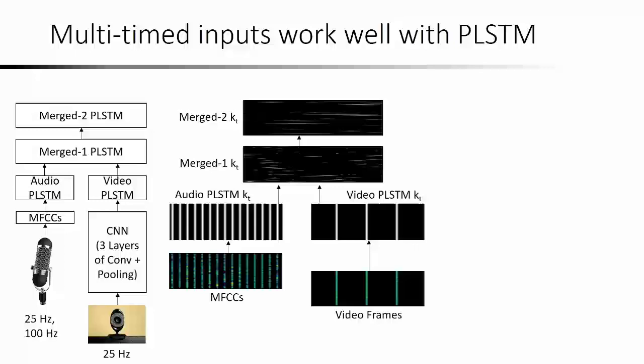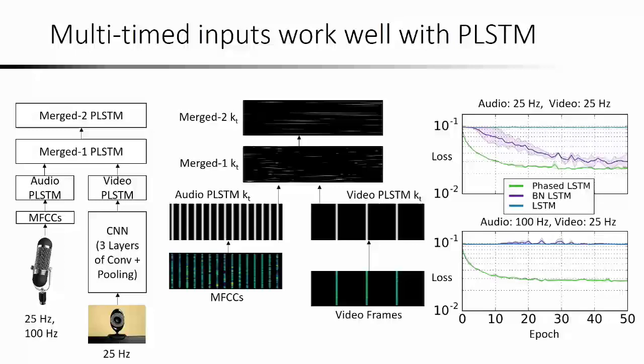The upper layers, we don't know what kind of timing they would prefer, so we initialize them with a rich set of dynamics and let gradient descent take care of the problem for us. When we finally test this system, what we can see is that for a standard situation where you have your video and your audio and they're the same length, the same sampling rate, batch normalized LSTM does very well. Phased LSTM, however, still does a little bit better.